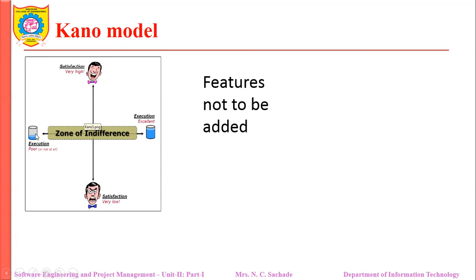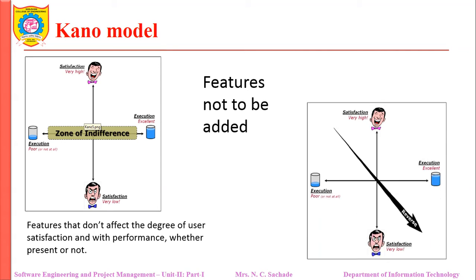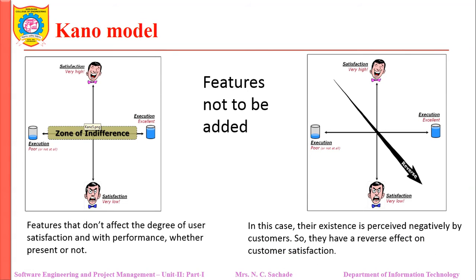So even if you execute them or you do not execute them, there is no difference which is created for the customer. These are features that don't affect the degree of user satisfaction, whether present or not. So they are not going to affect customers. So why should we add them? And the next set is reverse requirements. In this case, their existence is perceived negatively by customers. So they have a reverse effect on customer satisfaction. So it's better we should not include them in our implementation.